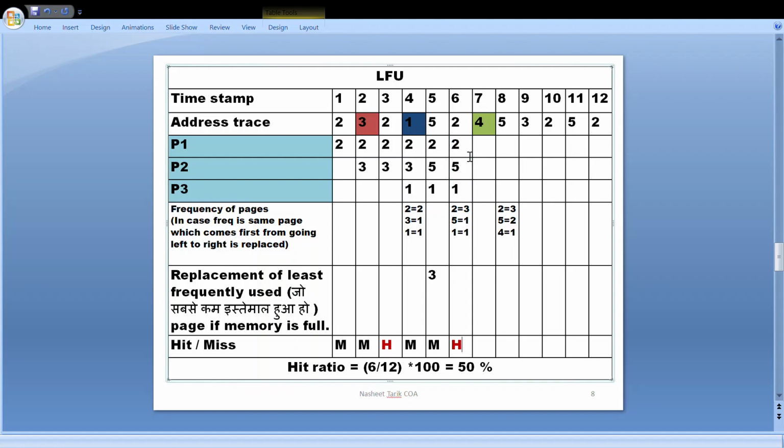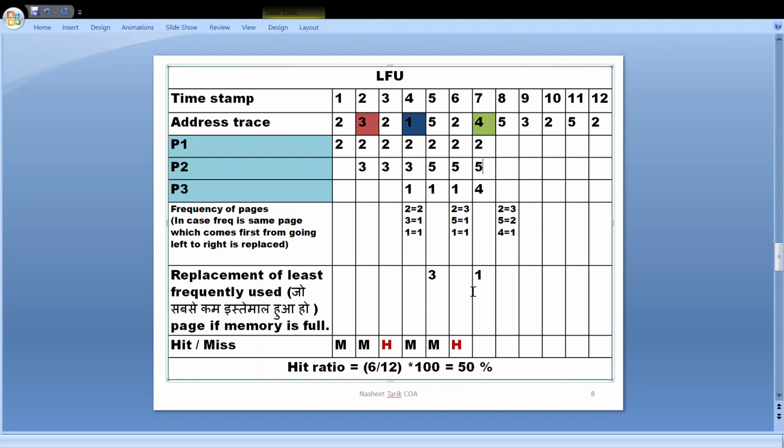Now page number 4, again frequency is checked. 2 is coming 1, 2, 3 times. 5 is coming 1 time, and 1 is also coming 1 time. So in 5 and 1, either one we can replace. I am going for 1 because it is least recently used. So I will be replacing 1 by 4, and rest of the things are as it is.